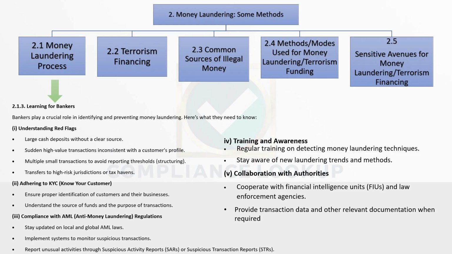Real world example: in 2012, HSBC was fined $1.9 billion for failing to prevent money laundering by Mexican drug cartels. The bank had allowed large cash transactions and ignored warnings, highlighting the importance of understanding red flags, adhering to AML regulations, and working closely with authorities.